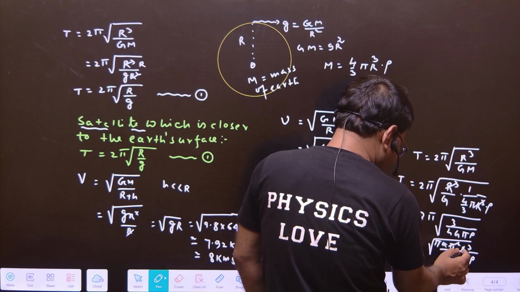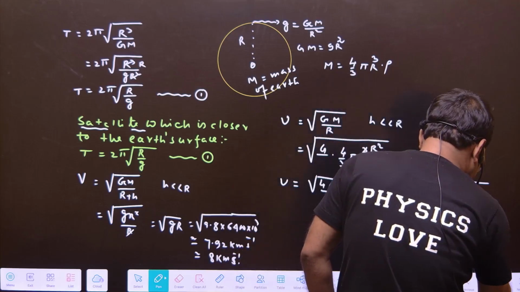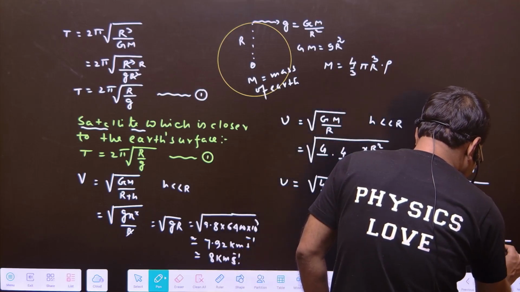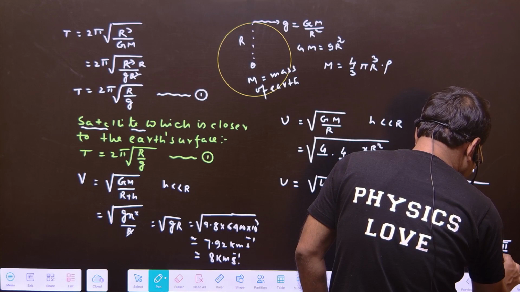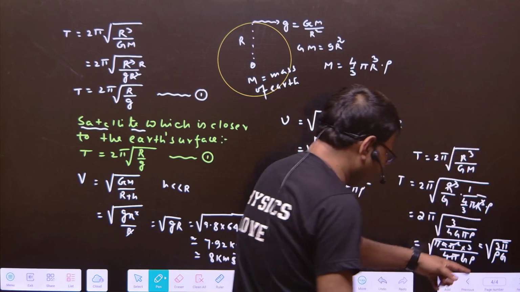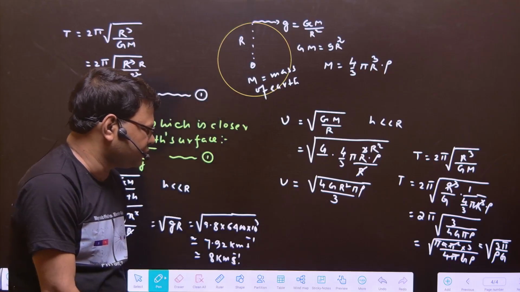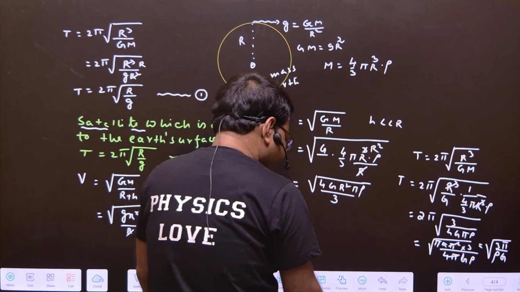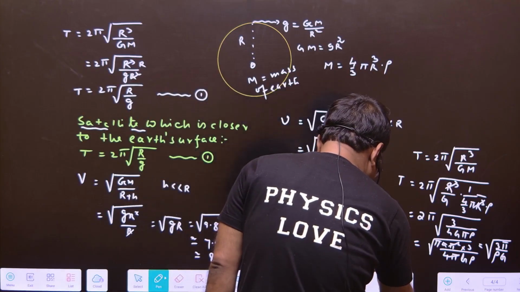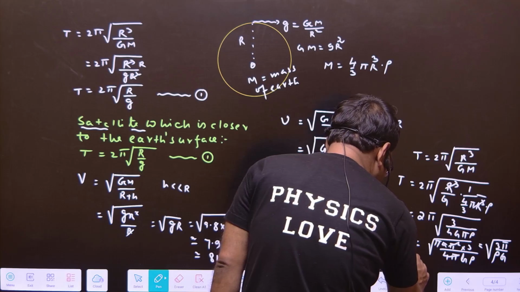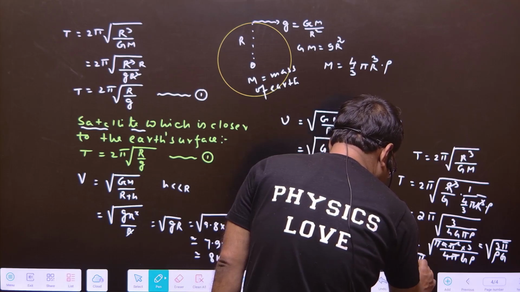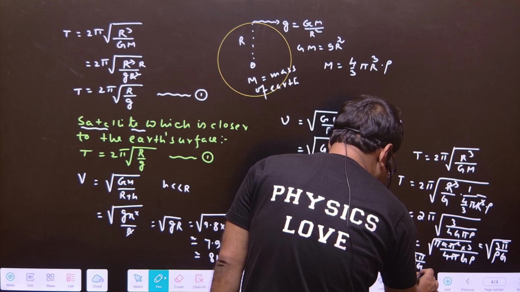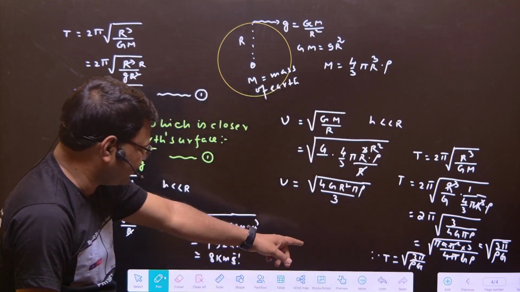Everything is cut. Now 3 pi rho into G. Another form we have got here, 3 pi by rho into G. It is an important form: the time period in terms of density and the universal gravitational constant capital G. Therefore, finally we have got T is equal to root over of 3 pi by rho into G. It is an important form for the time period.